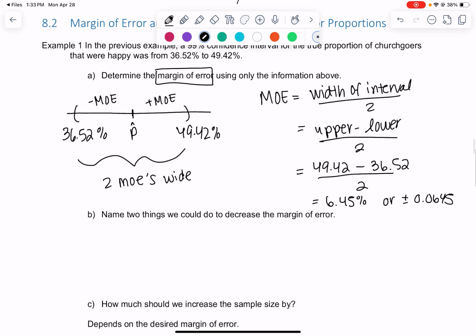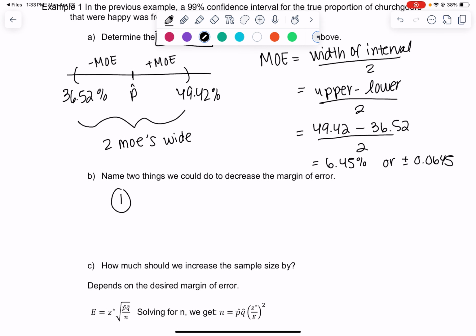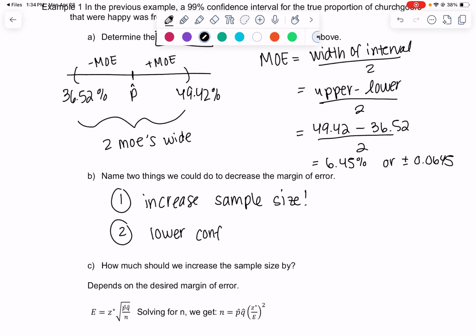So let's say maybe this is too much. So what are the 2 things we can do to decrease margin of error? So we've been learning over and over that a larger sample, or increasing the sample size, will give us less error. The other option is to lower the confidence percent, which is the worst choice. So increasing sample size is the better choice. But if we lower from like 99 to 95, we would also get a smaller margin of error, but that's kind of like lowering our standards. So that's not the best version.